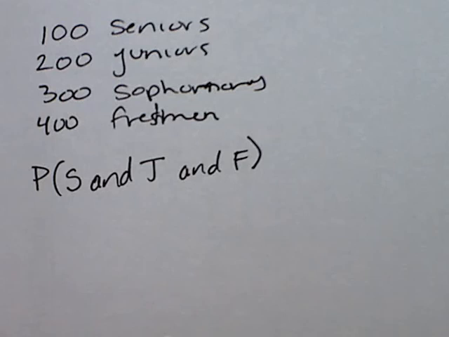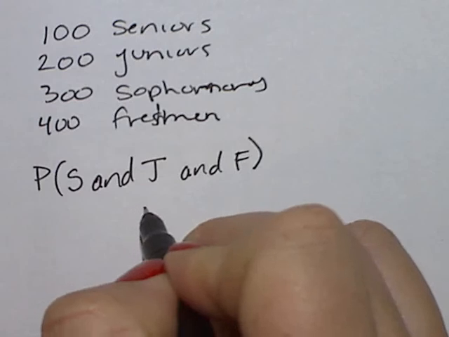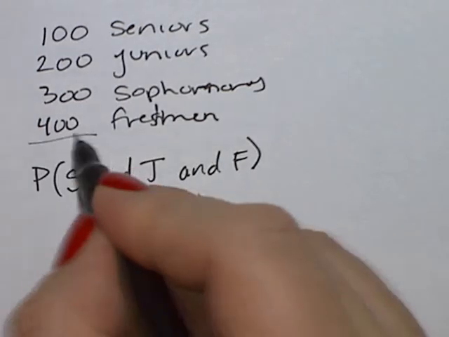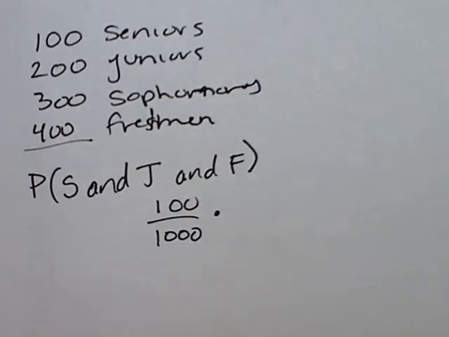And statements, do we add or do we multiply? Okay, so I know I'm going to multiply. Now my question for you, is this dependent or independent? Dependent because what are we doing? We're not replacing. So tell me how many seniors we have. We have 100. Now how many total students do we have? Okay. And we are, by the way, going to round our decimal to the nearest thousandth, just so you know on our final answer.